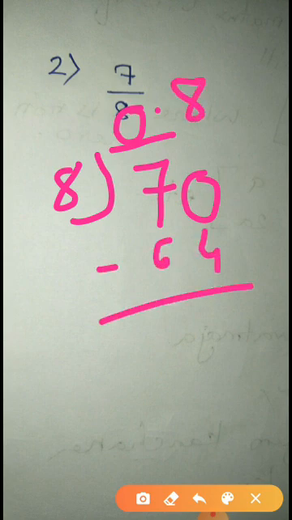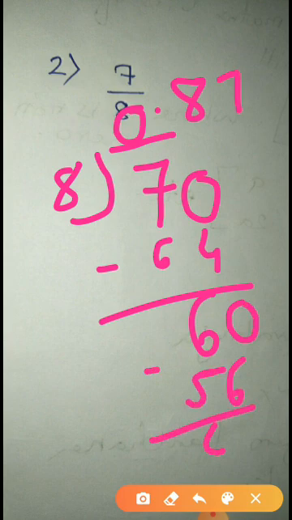Now see the second question, 7 by 8. That means divide 7 by 8. Since 7 is less than 8, I have to start with 0 point. So I write 70. 8 8s are 64, so the remainder is 6. Again 60, 8 7s are 56, remainder 4. Then 40, 8 5s are 40, and the remainder is 0. That means I have to stop here.